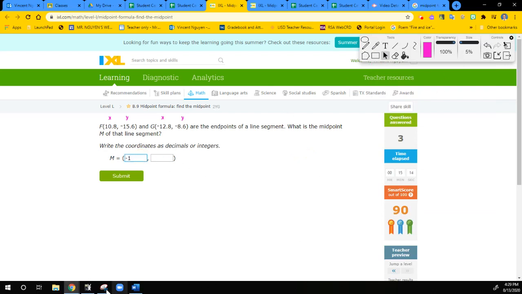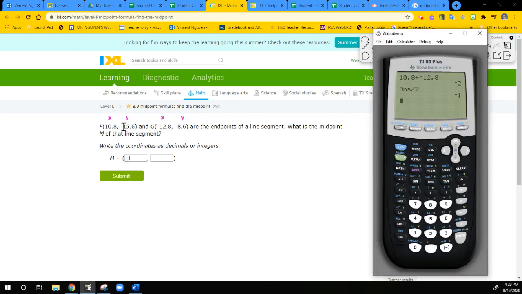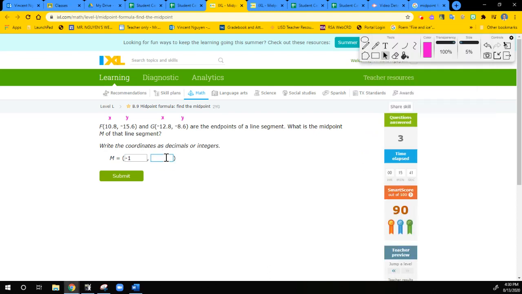And then the next one I'm going to do is take the y coordinate, -15.6, and add it to -8.6, right? So -15.6 plus -8.6. Enter. And then divide by 2. My answer is -12.1. So I go over here and I type in -12.1. Submit. Okay, so looking for the midpoint, it's actually not as difficult. You just take the x, add them together, divide by 2. Take the y, add them together, divide by 2.